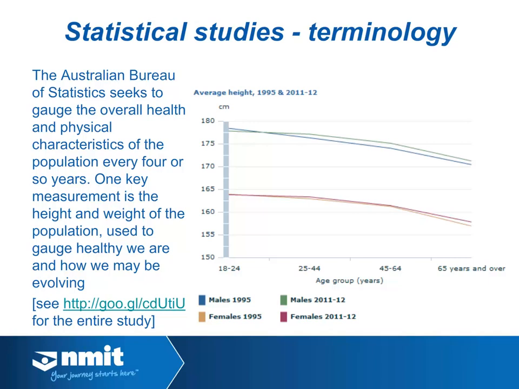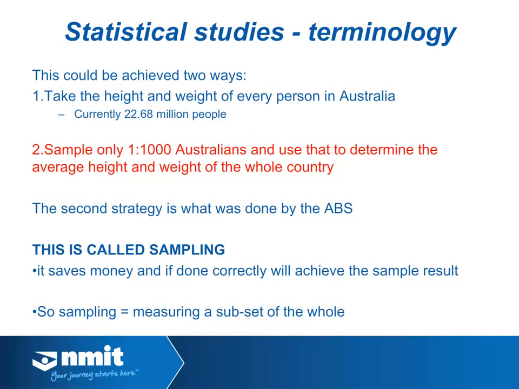On the previous slide I mentioned that as part of this overall health study, the Australian Bureau of Statistics look at the change in weight and height of the nation over time. We saw a graph showing the change in height of the population from 1995 to 2011. And the question is, how would we achieve this data? How would we gauge the average height of the nation?